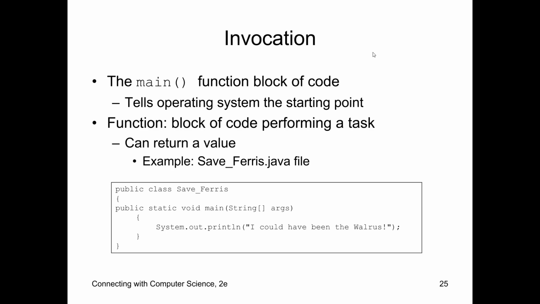Invocation is calling out to another bit of code, another class, another function, to allow multiple classes to serve multiple parts of a program without having to repeat the code over and over and over. In Java, you have a main block of code where everything starts. The same thing with C#, C++, it's the main function.